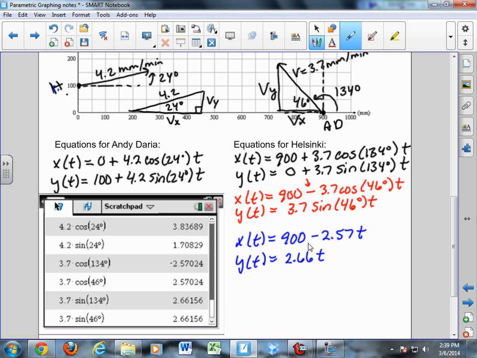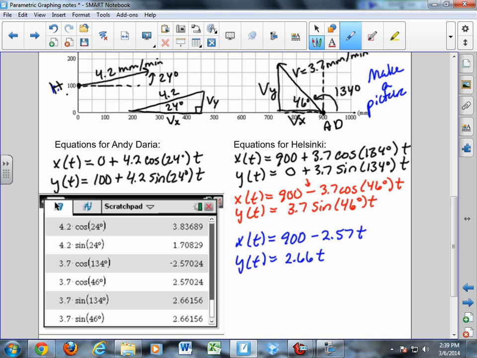But most importantly is to make a picture. Make a picture. Draw the situation. If you draw it and you look at it, your work needs to match what you see in the picture. That will catch so many more mistakes if you do that.